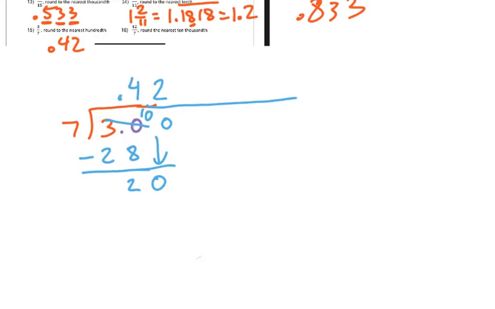7 times 2 is 14. This gives me 6. Bring another 0 down, so we're at 60. 8 times 7 is 56.